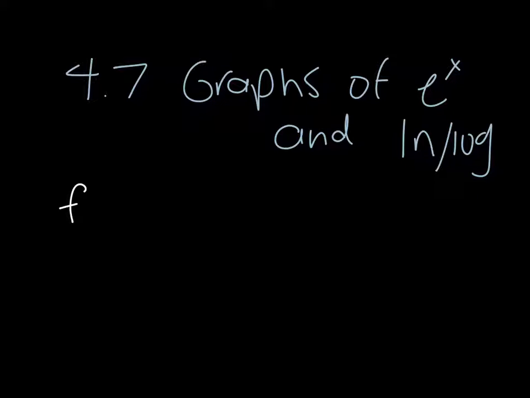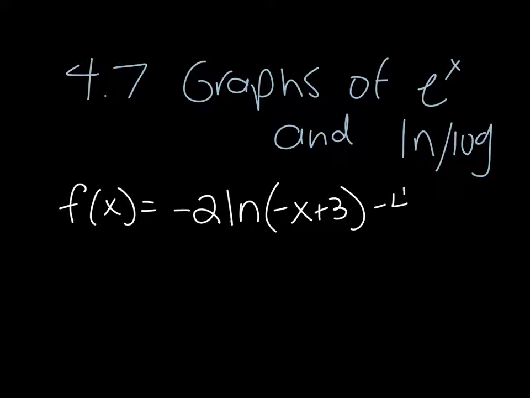So if I had f of x equals negative 2 ln negative x plus 3 minus 4. Actually, let's do one more. Let's do 1/3 in here. You're probably not going to have all of it in one, but just so you can kind of get it all covered at one point. So what's the negative on the front of the 2 do? Flips it over the x. So this flips it upside down.